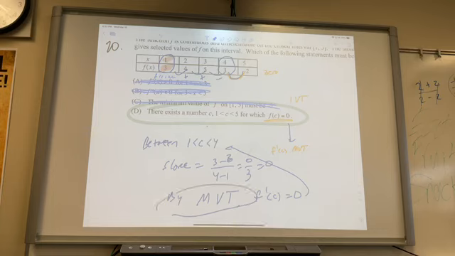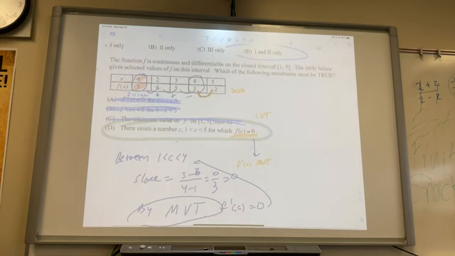Would they accept that answer though? For your response, it's not exactly by MVT, but kind of it is. If it says continuous and differentiable, you should be okay. Be careful, because if it doesn't say differentiable, we have issues like that. This one does not pass MVT. But if it says continuous and differentiable, you can. Okay, we good?